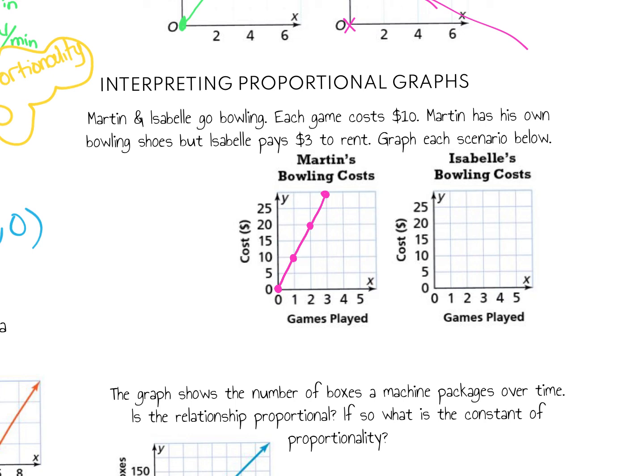The difference here is Isabel has to pay $3 to rent the shoes. So before she plays a game, at 0 games played, she's already going to have spent $3. Now when she plays 1 game, she has to pay $10 more. So this is going to go up to here. Again, right here, it's $3 for the shoes plus $10 for the game. 2 games is going to be here. Remember, it's the 2 games plus the $3. So this is what her graph is going to look like. So we've graphed each scenario.